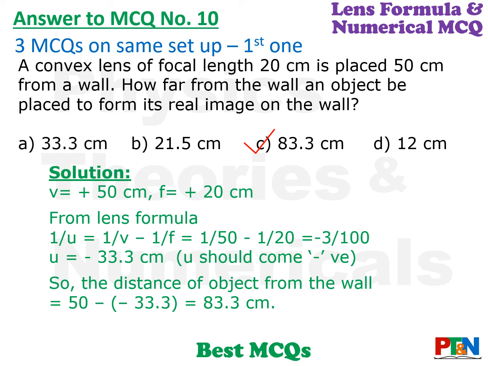Take up the lens formula. 1 by U becomes 1 by V minus 1 by F, that is 1 by F changing side. So that gives you the value of U as minus 33.3 centimeter. U should always come negative, so here it has come negative. So the distance between the object and the wall will be 50 plus 33.3, that is 83.3 centimeter. That means from the wall, the object will be at 83.3 centimeter. Between the object and wall, the lens will be there, and from the lens the wall will be 50 centimeters. So that will be the kind of setup. So here the option is option C, that is 83.3 centimeter.